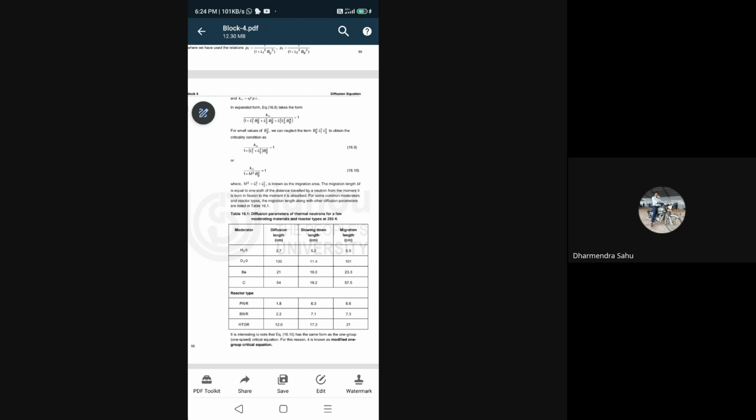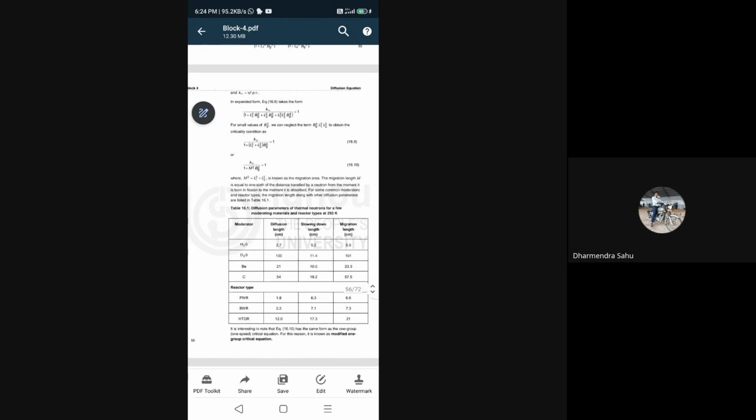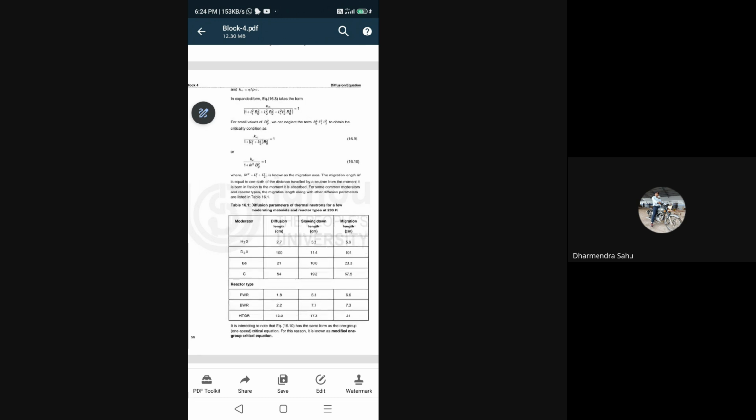For heavy water D2O, your diffusion length is very large, 100 centimeter. The slowing down length is 11.4 and your migration length is 101. For beryllium moderator, your diffusion length is 21 centimeter. The slowing down length is 10 centimeter and your migration length is 23.3 centimeter. For carbon, your diffusion length is 54 centimeter. The slowing down length is 19.2 centimeter and the migration length is 57.5 centimeter.